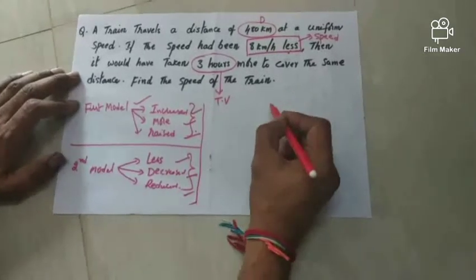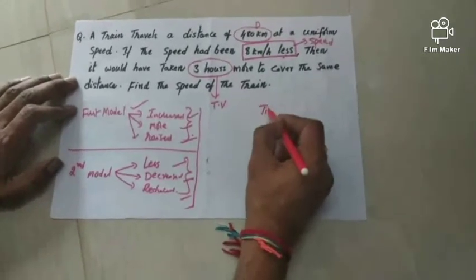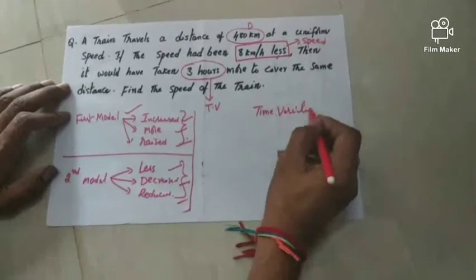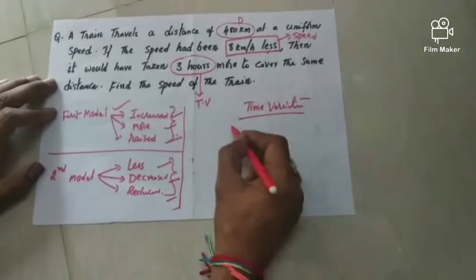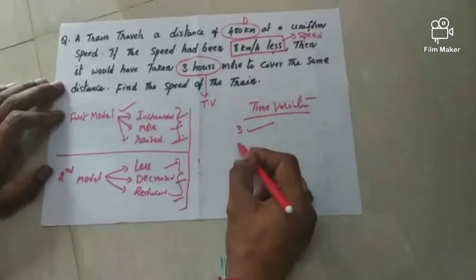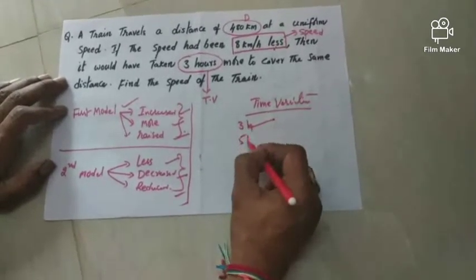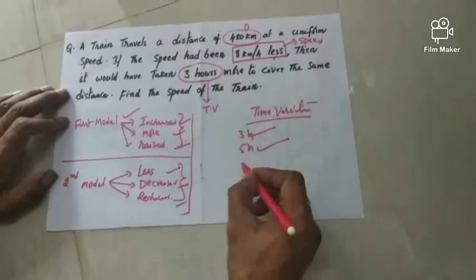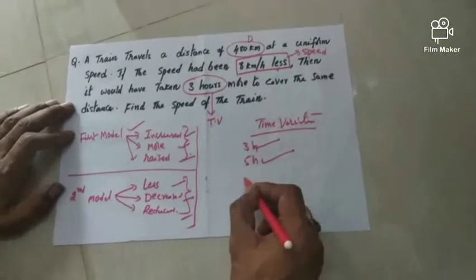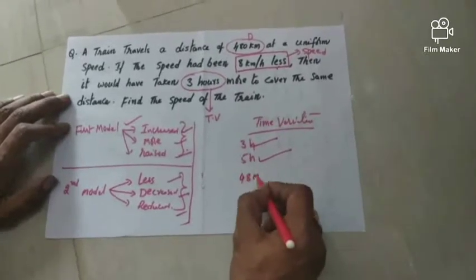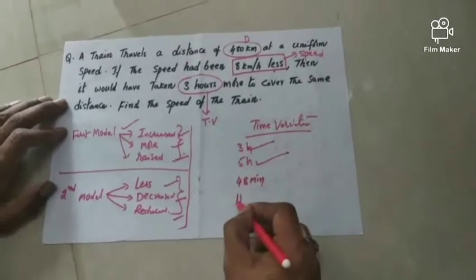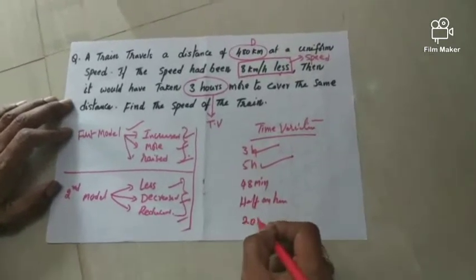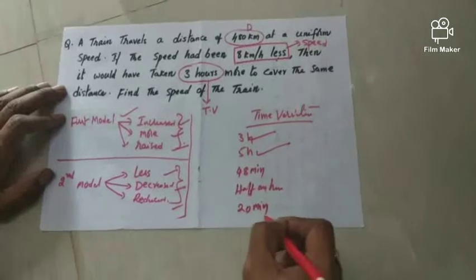Here, one more important point to discuss is the time variation. What is that? Here, 3 hours is given. It's not a problem. Yesterday's problem, 5 hours was given, that is also not a problem. But in a few problems, instead of hours, he will say minutes, 48 minutes, or half an hour, or 20 minutes. Like that, the problem will be in minutes.